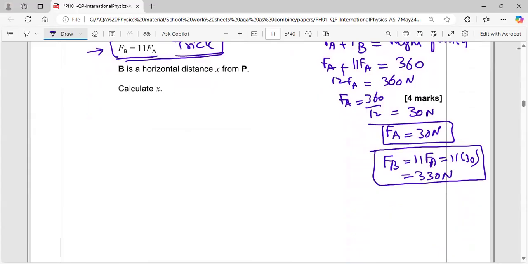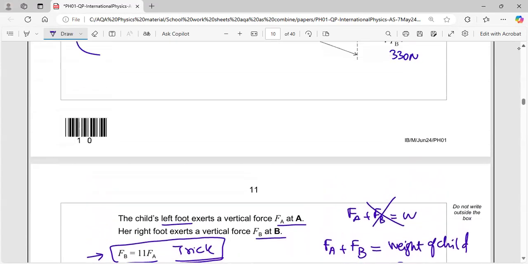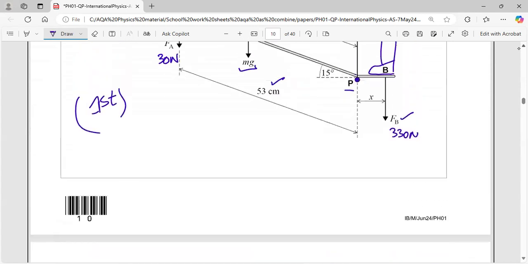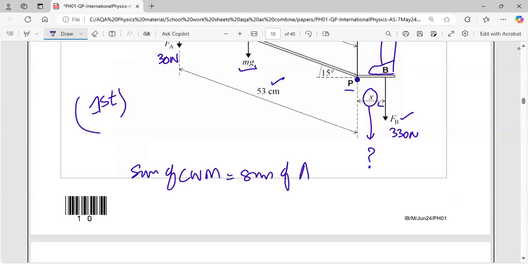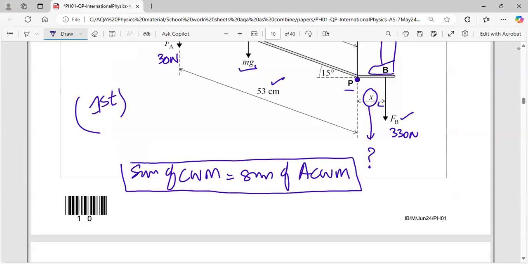B is the horizontal distance from X, X from P, and you have to calculate X. So it means that this X is the horizontal distance from B. This is actually the perpendicular distance of FB. You have to find this. So now this is a moment question. How do you know that this is a moment question? Because the forces are given, the distances are given, and it is in equilibrium. So you'll be saying that the sum of clockwise moments is equal to the sum of anti-clockwise moments. So you will be doing this.